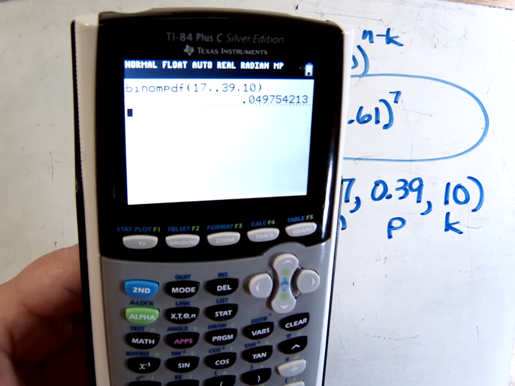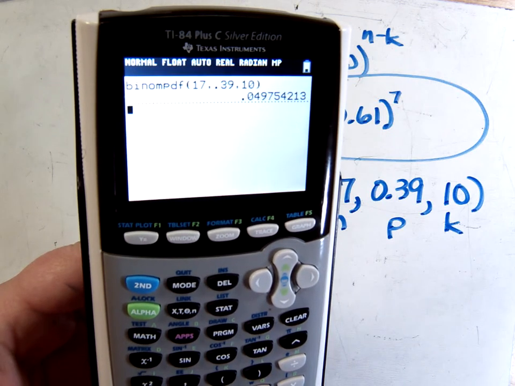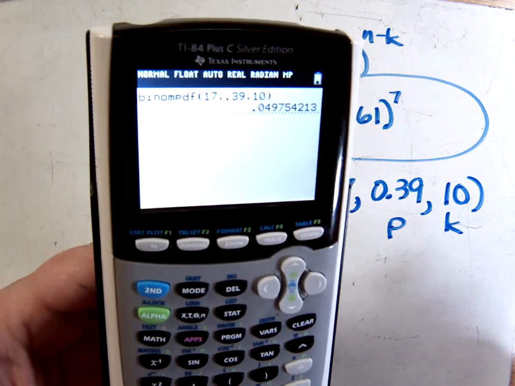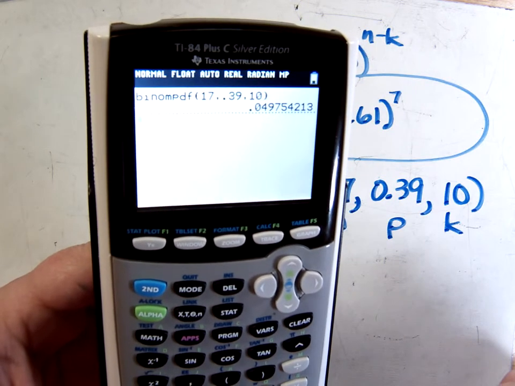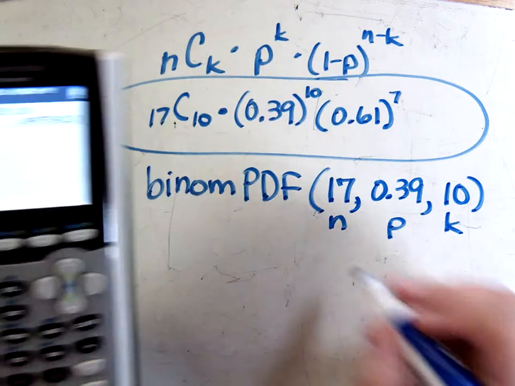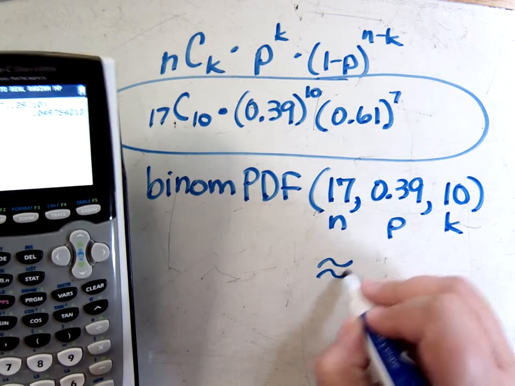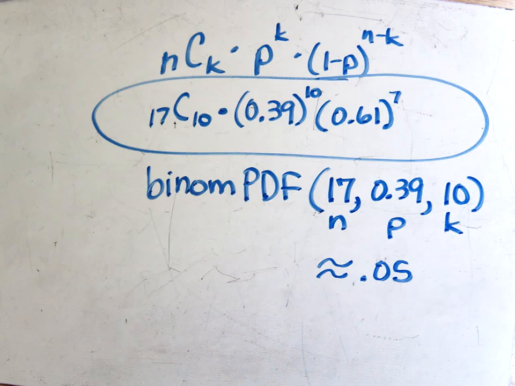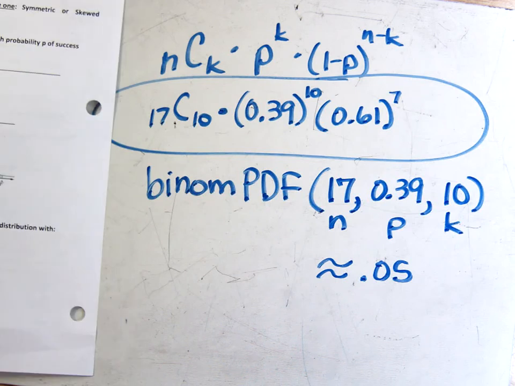I press enter, and it tells me 0.0497. I'm going to go ahead and round that to the hundredths. So that's 0.05. Okay, so I have a 5% chance of getting exactly 10 successes.